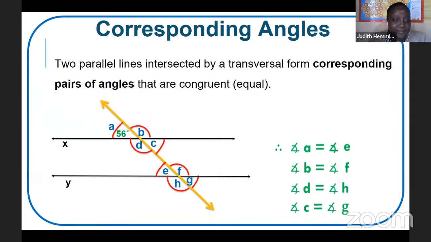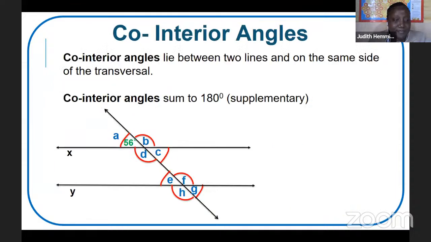And co-interior angles is where we are now. So let's go to co-interior angles. What are co-interior angles? All right, we have already that information displayed. So co-interior angles lie between the two lines on the same side of the transversal, and co-interior angles sum to 180 degrees. Very good.